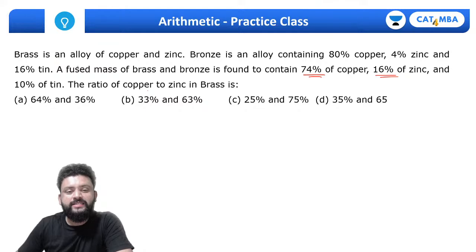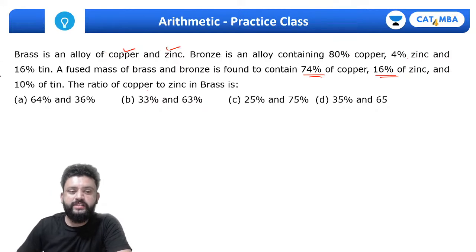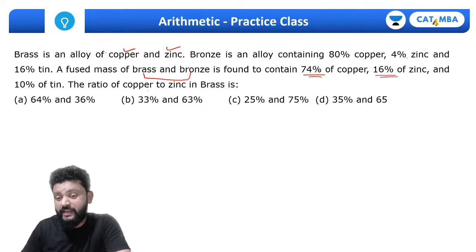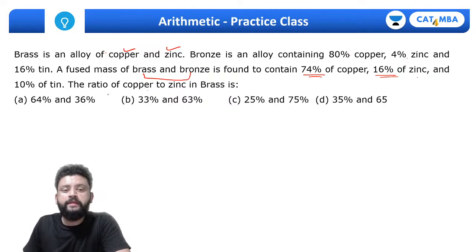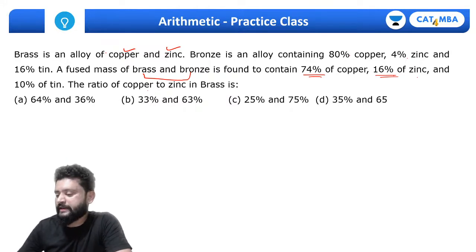So guys, listen, brass is an alloy of copper and zinc. We don't know the percentage of copper and percentage of zinc. Bronze is an alloy containing 80% copper, 4% zinc and 16% tin. A fused mass of brass and bronze is found to contain 74% copper, then 16% of zinc and 10% of tin. The ratio of copper to zinc is, so if you go by percentage, basically you can solve this question by using percentage, but we do have one short trick that I'm going to share with you.